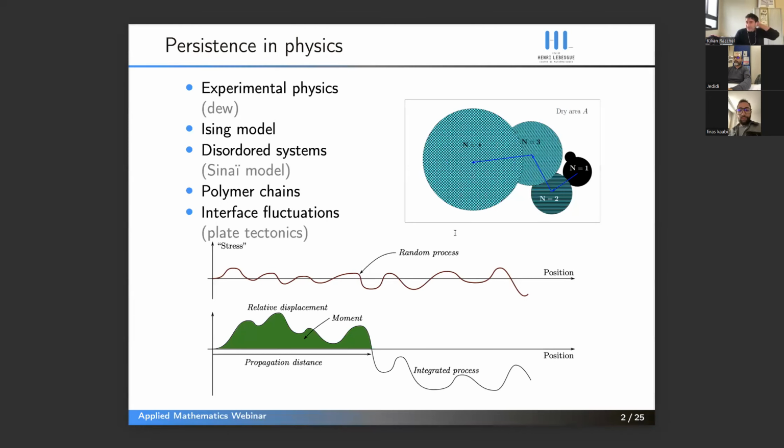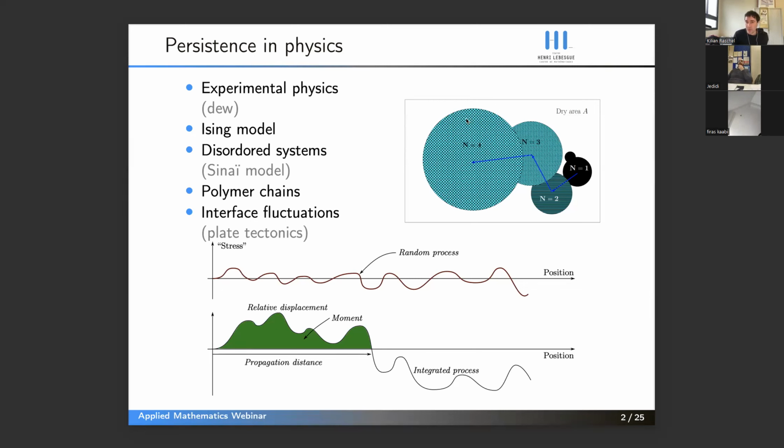So first of all, I would like to explain a bit what this idea of persistence is. In fact, it comes from physics, from the physics literature. One of the first examples is the one you can see in the picture here. Take a surface, and at time 0, let's say that this surface is totally dry. And then very small droplets of water come onto that surface.